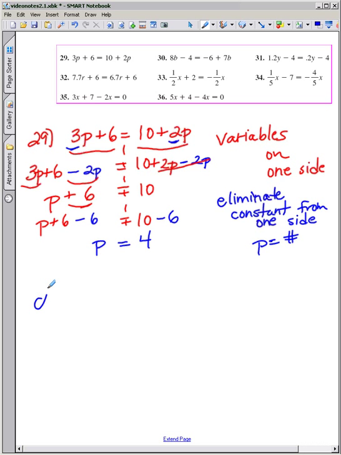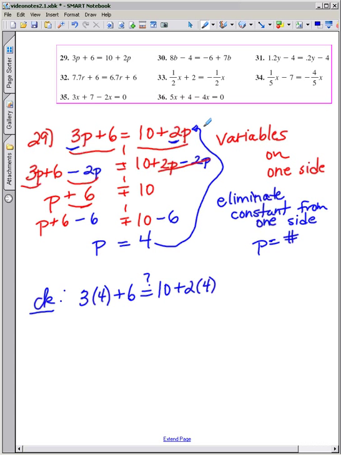You can always check. These are problems I say you get 100% on because you know immediately if you're right or wrong. So to check your answer, we plug in the value 4. We say 3 times 4 plus 6. Is that equal to 10 plus 2 times 4? Okay, right, so all I did is take the 4, go back to that original equation. Well, we know 3 times 4 is 12 plus 6. Is that equal to 10 plus 8? Yeah, right, 18 is 18. So that's a true statement. So that means that our solution is correct, and it is the solution set of 4.